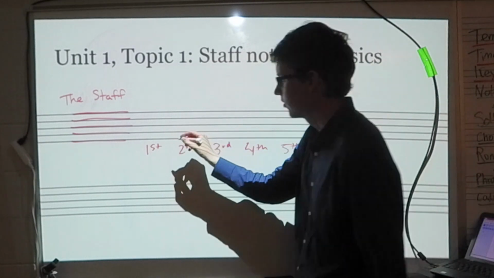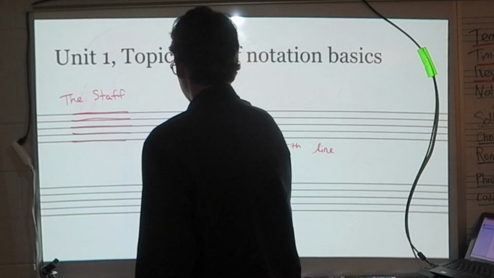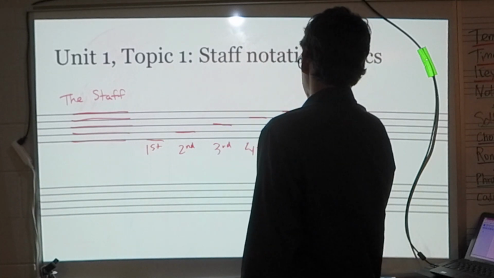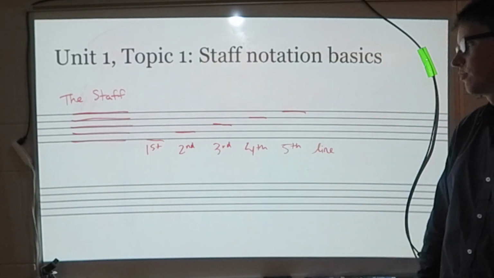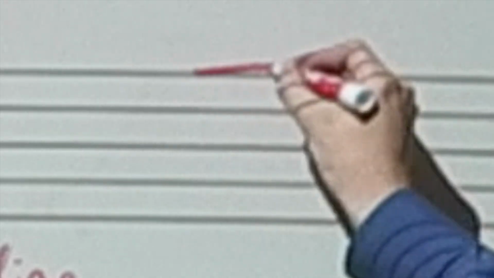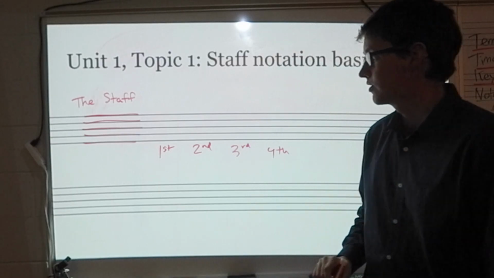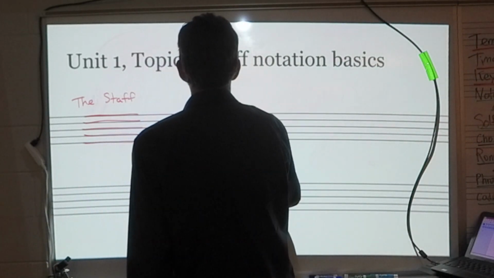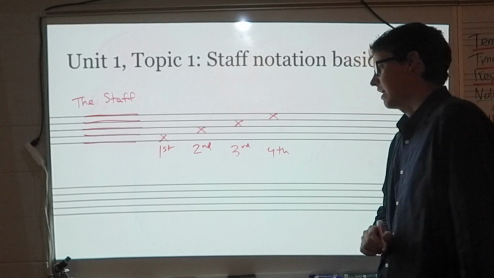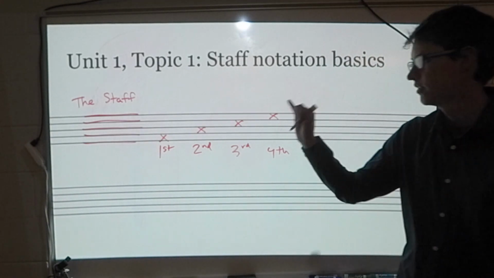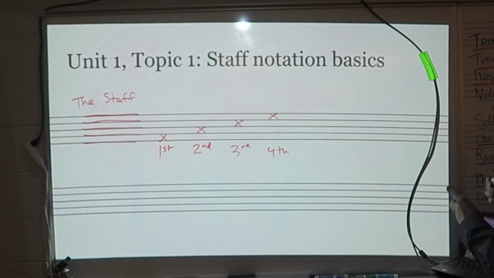Okay, so the bottom line, we'll call that the first line, then the second line, the third line, the fourth line, the 5th line. So if I say, hey, that note's actually on the 5th line, you'll know that's this one up here. We also have notes that live in the spaces. So this is the first space, the second space, the third space, and the 4th space. And so if I say, hey, that note is in the first space, then you know that's right there. So we need to agree on those terms.